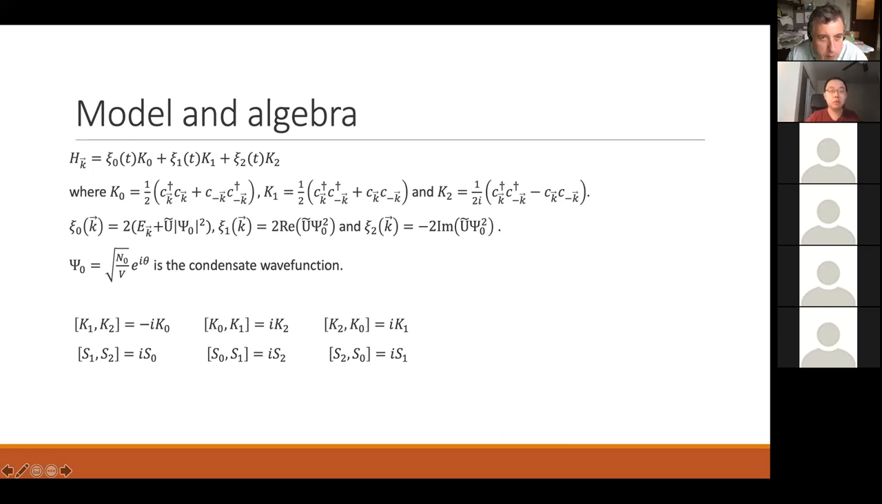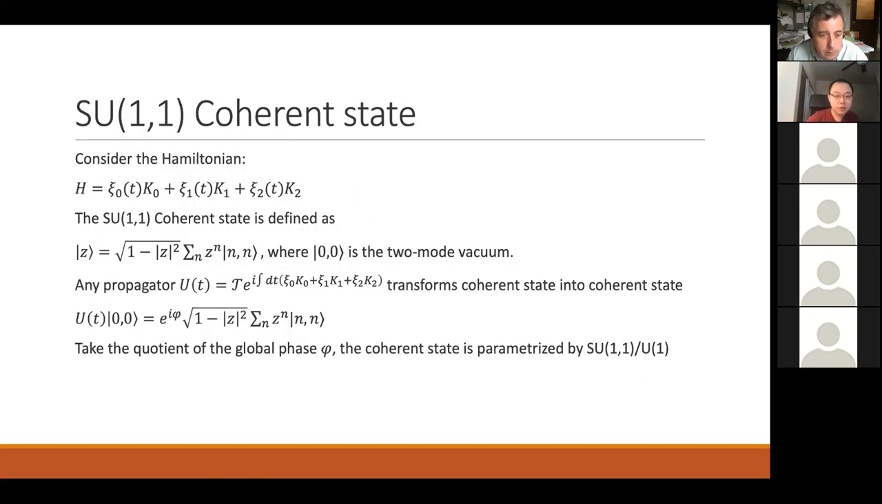Okay, so is there any questions? What is S? Oh, okay. Yeah, I haven't mentioned this one yet. We have mentioned that K0, K1, and K2 satisfy the SU(1,1) algebra. What we are familiar with is the SU(2) algebra, where the commutation relation between those three generators is cyclically symmetric, which means that if we permute 1, 2, and 0, the sign is not changed. However, for this SU(1,1) algebra, we should have a minus sign here. Okay, so then let me continue.